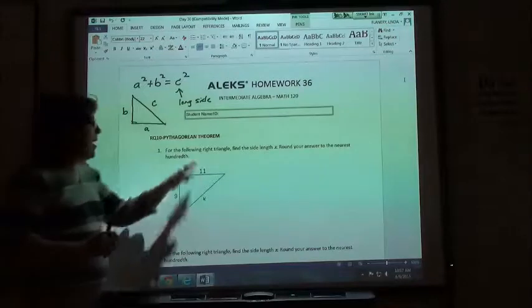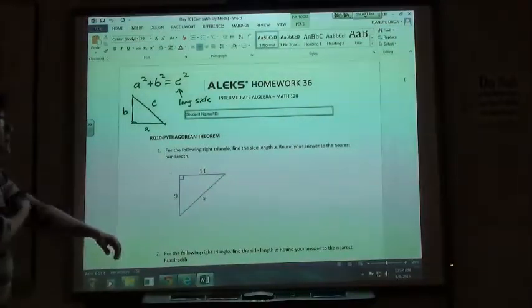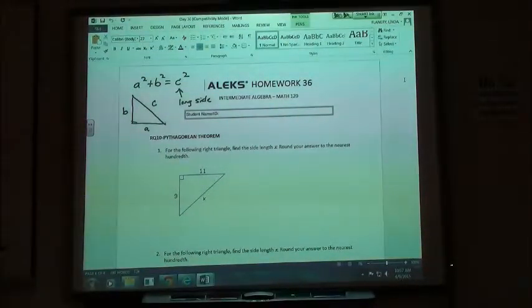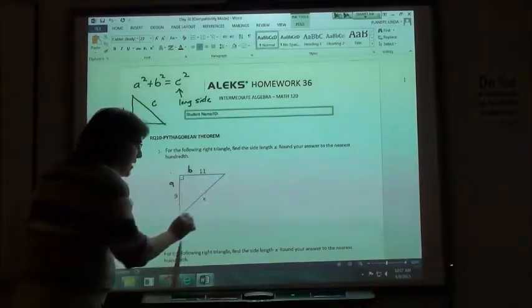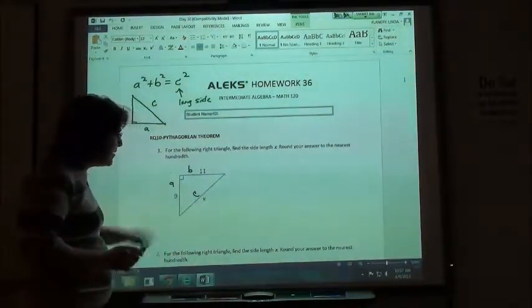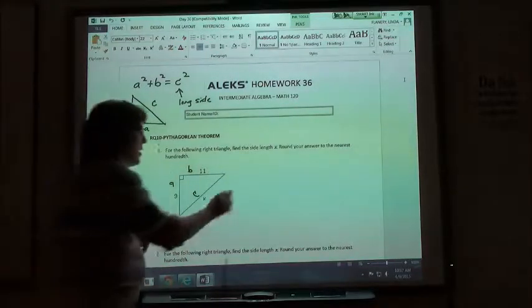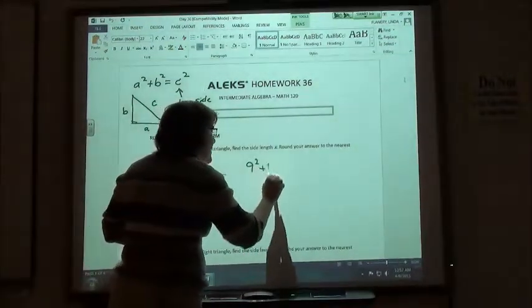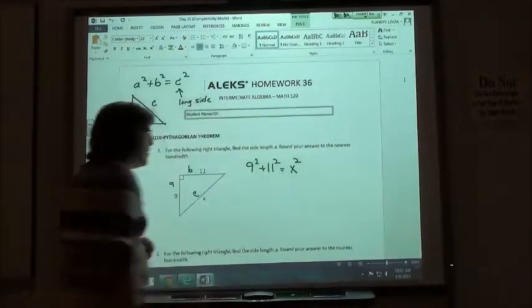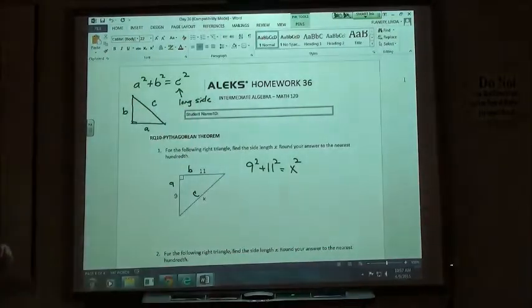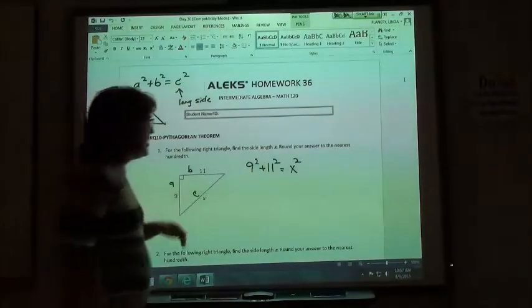So I want to use my Pythagorean theorem to find the length of x, round my answer to the nearest hundredth. So this would be my A and my B side. This would be my C side because that's my longest side. So 9 squared plus 11 squared is going to equal x squared using the values that they used. I would then want to calculate that.